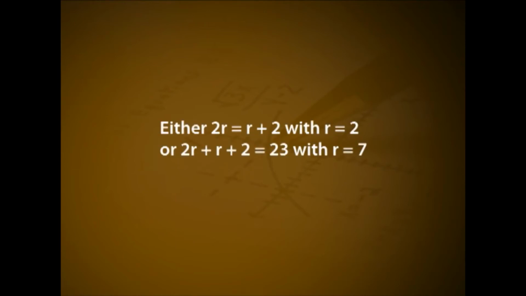Example: if 23C2r equals 23C(r plus 2), then there are 2 possibilities. Either 2r equals r plus 2 with r equals 2, or 2r plus r plus 2 equals 23 with r equals 7.